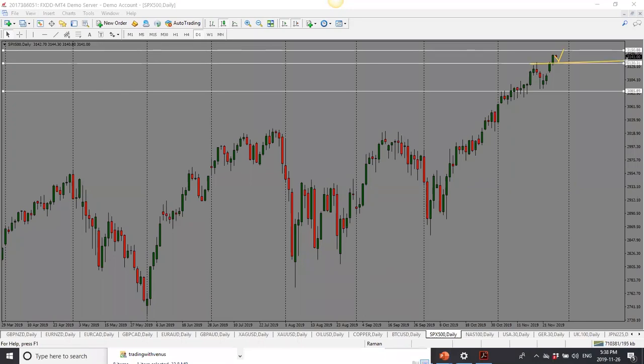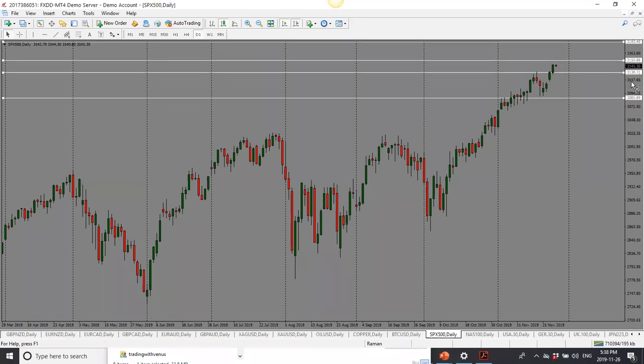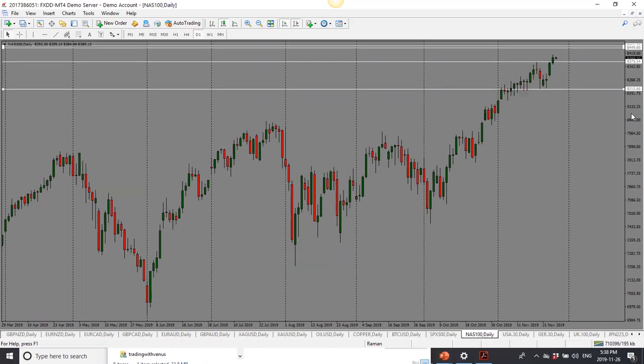It could come and retest the support level. Many times when we see a breakout, it will do a retest before a continuation. So look for a pullback into 3130 and then a continuation higher, but bias is bullish. 3150 and then 3180 are the two targets to the upside for S&P 500.